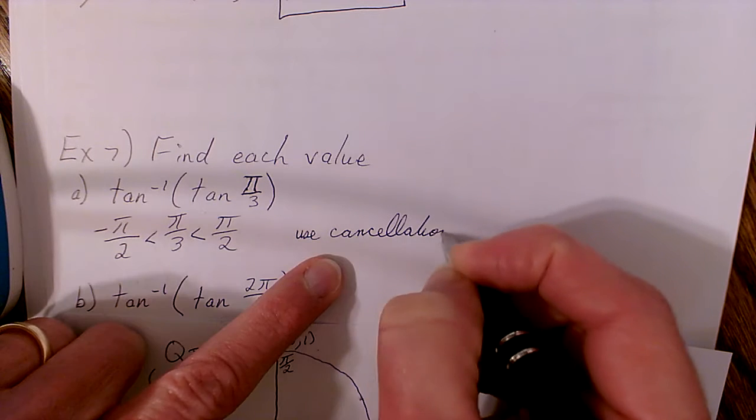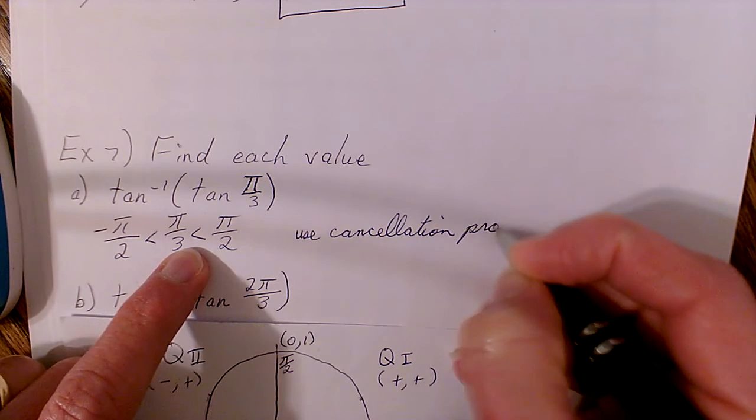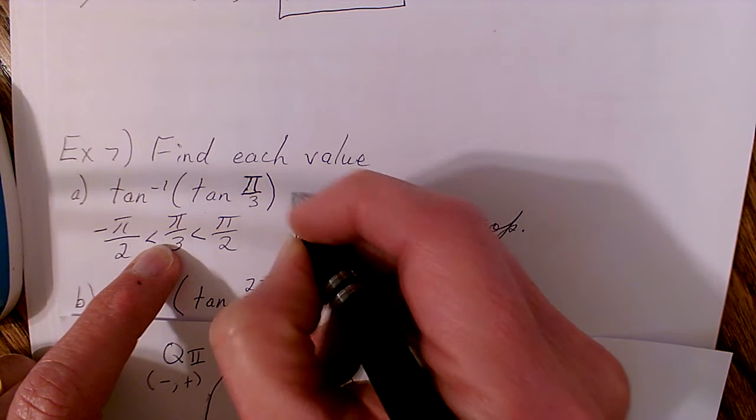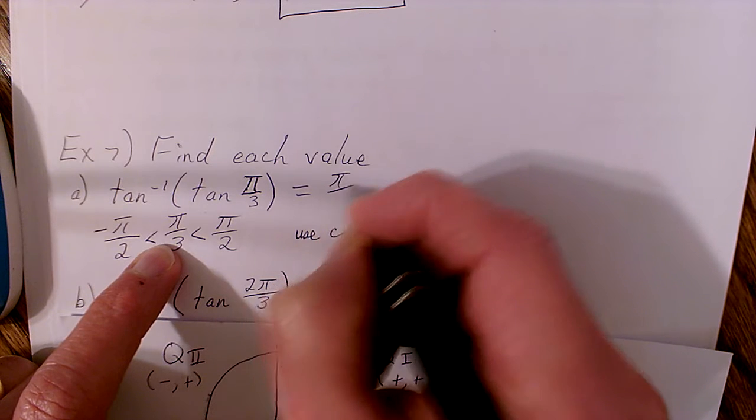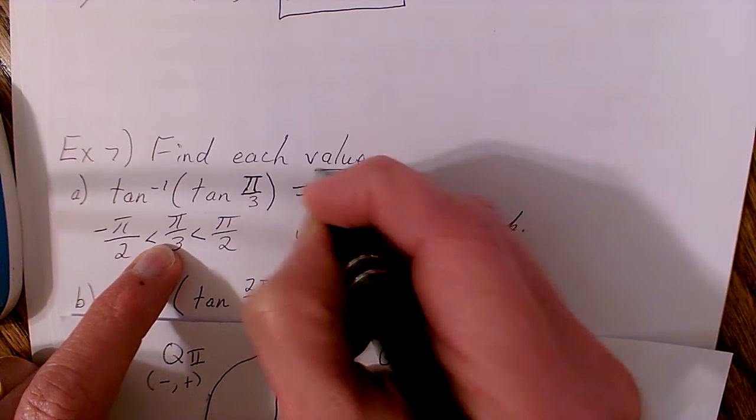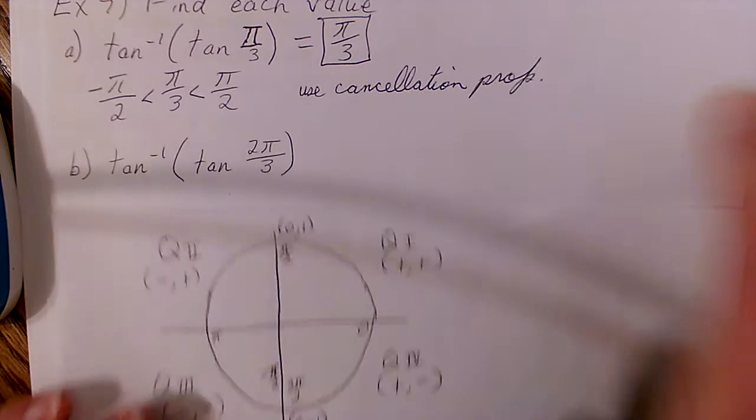So that works, so we can use the cancellation properties. You don't need to write this out when you're doing these problems. What you do need to write out is this, to show me that you checked to make sure it was in there. Since it is, we're using that cancellation property and we get pi over 3. How about this next one?